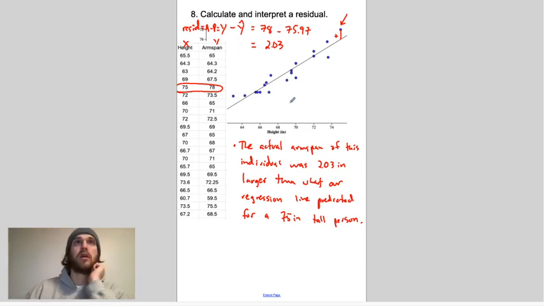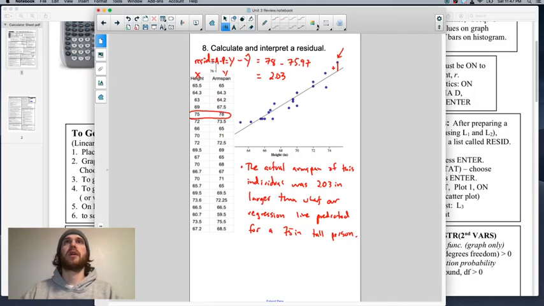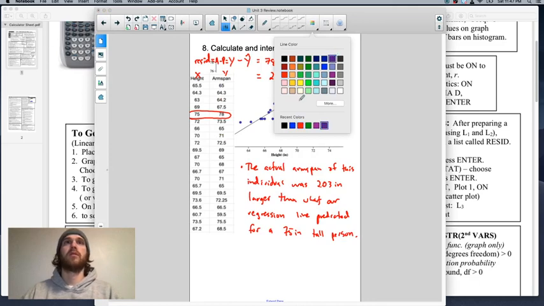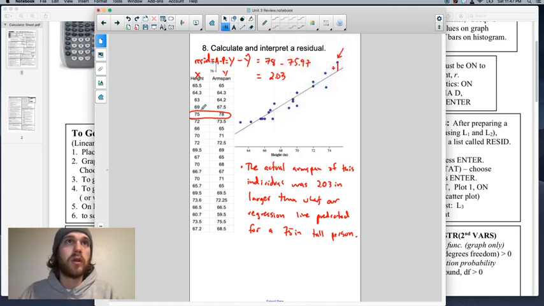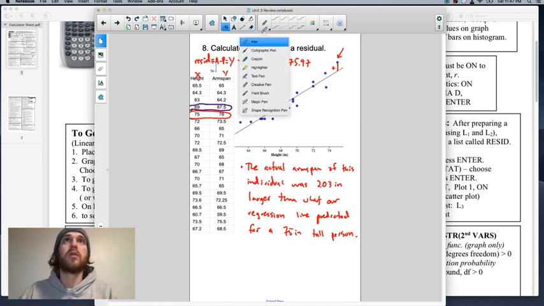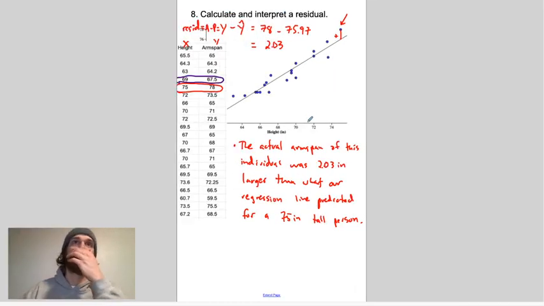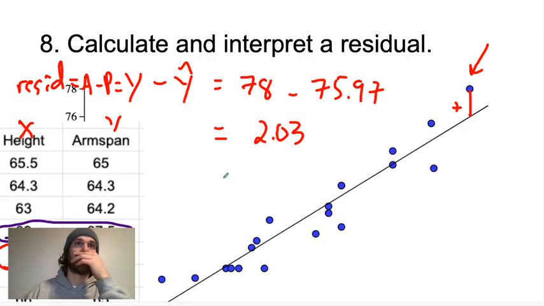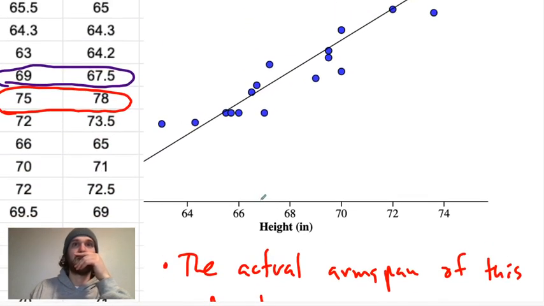Perfect. Okay, so let's take a look. I want you guys to practice this one on your own. Calculate the residual for this person right here. So you're going to have to find that person on the graph. Someone that is 69 inches tall. That's going to be right in the middle here. Looks like that data point. The residual is going to be negative.